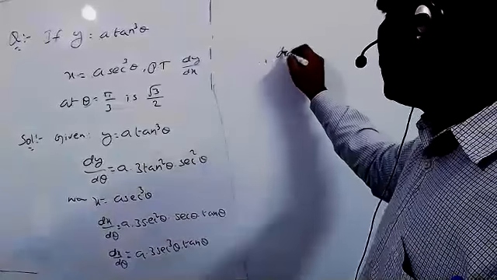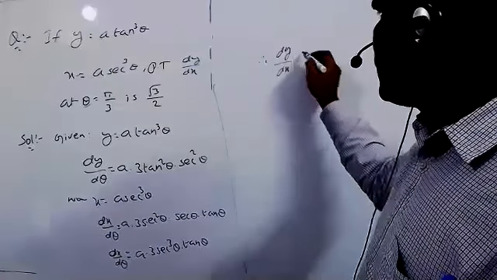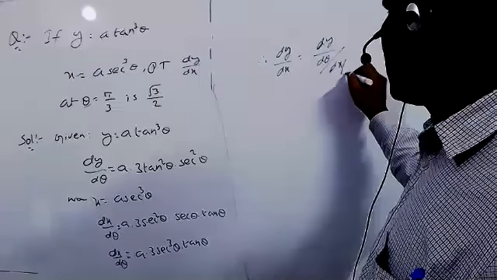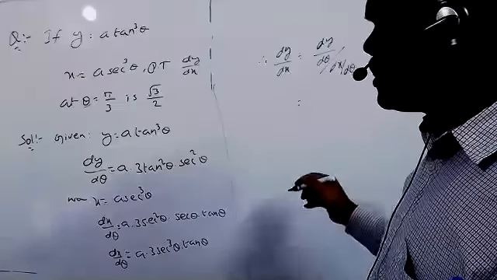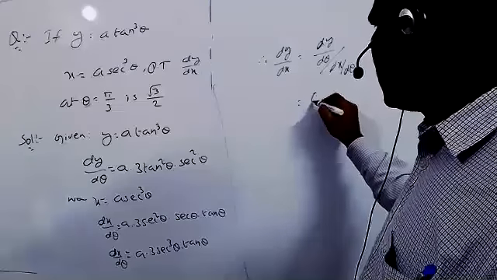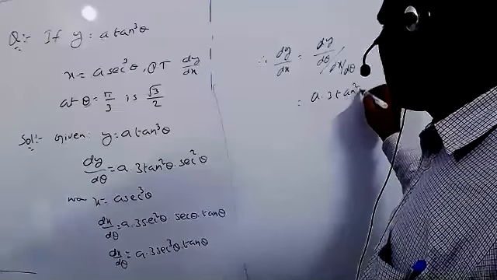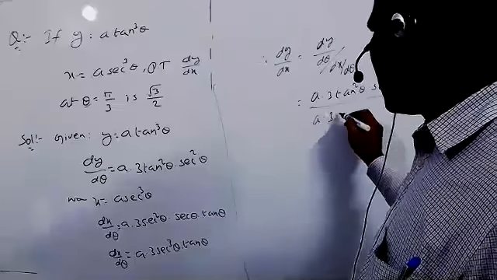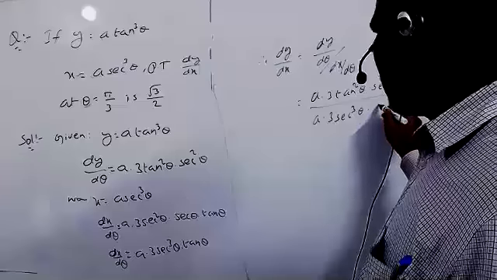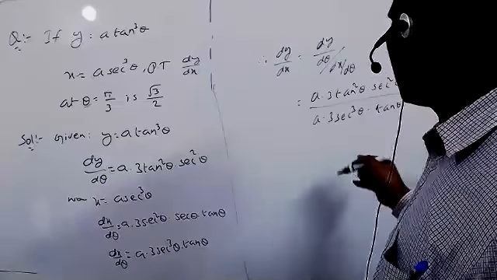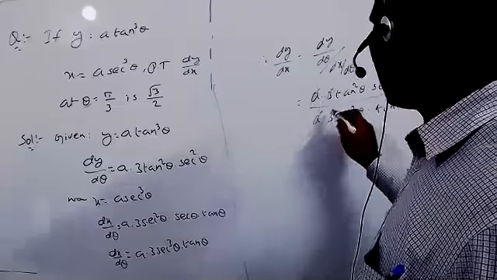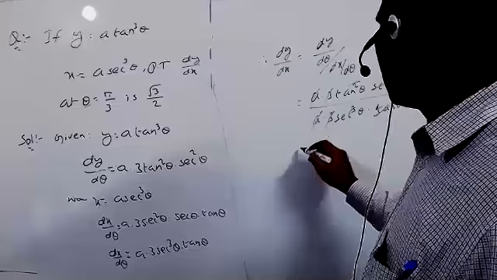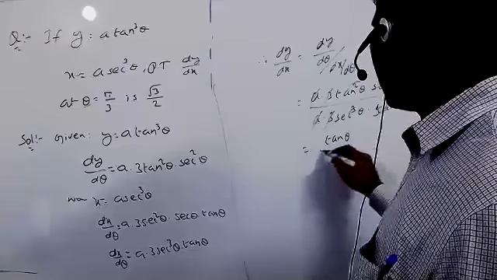So therefore dy by dx equal to dy by d theta whole by dx by d theta. dy by d theta equal to a into 3 tan square theta into secant square theta, whole by a into 3 secant cube theta into tan theta. A cancels, 3 also cancels, tan theta and square also cancel, secant square and the cube also cancel. So what is remaining here now? Tan theta by secant theta.